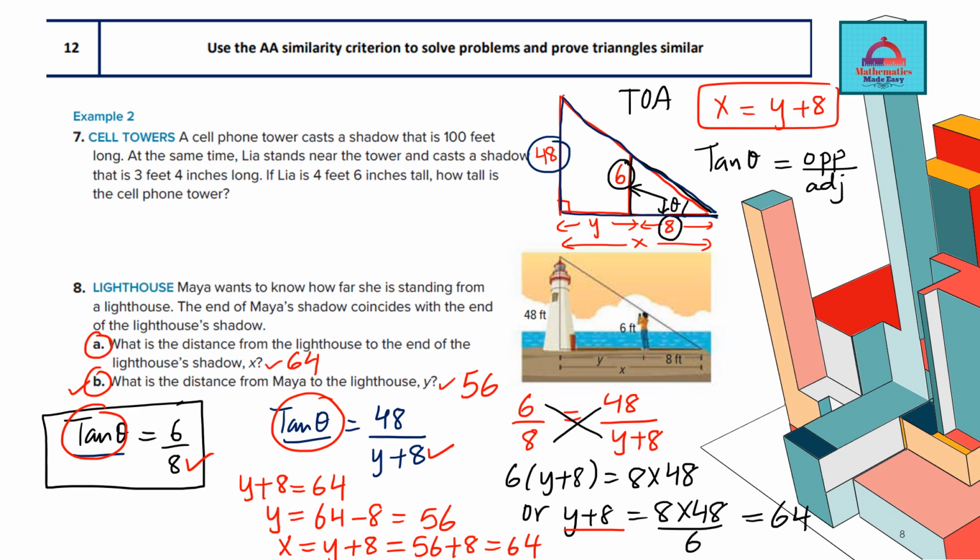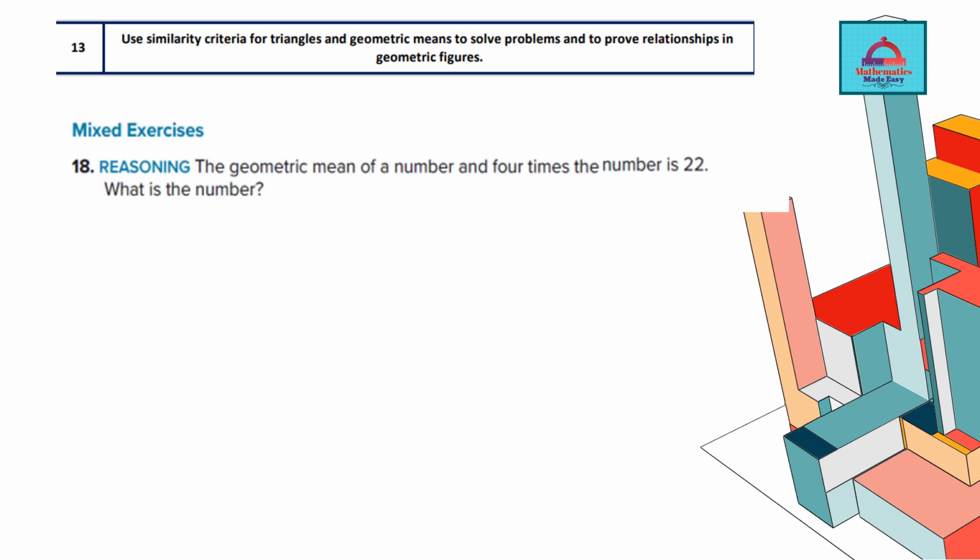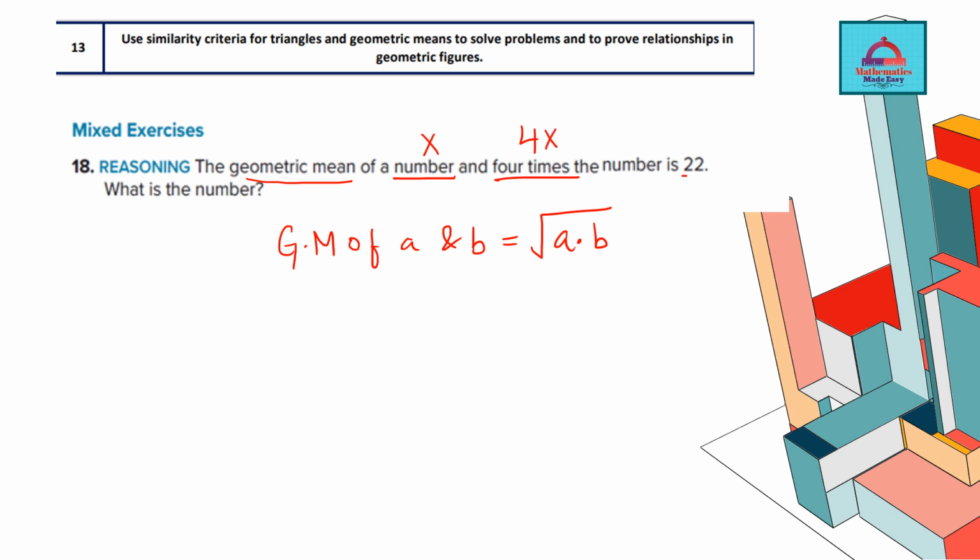Very, very important. What we are solving is very easy, just using the basic definition of geometric mean. So the geometric mean of two numbers, for example a and b, is the square root of a multiplied with b. So I'm going to multiply the two numbers and take its square root. So the geometric mean of a number, the number that we don't know, let's say it is x, and 4 times the number, so 4x, is given to be 22. What is the number? So you need to find the value of x here. So let's apply this concept. The first number a here is x, and the second number is 4 times x.